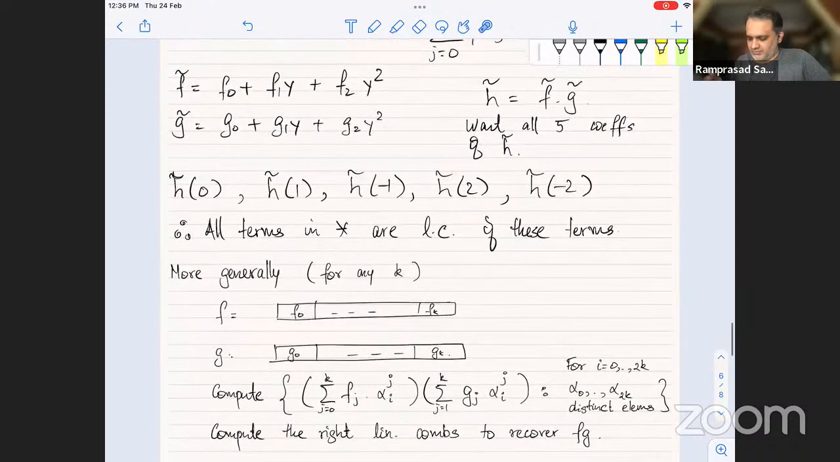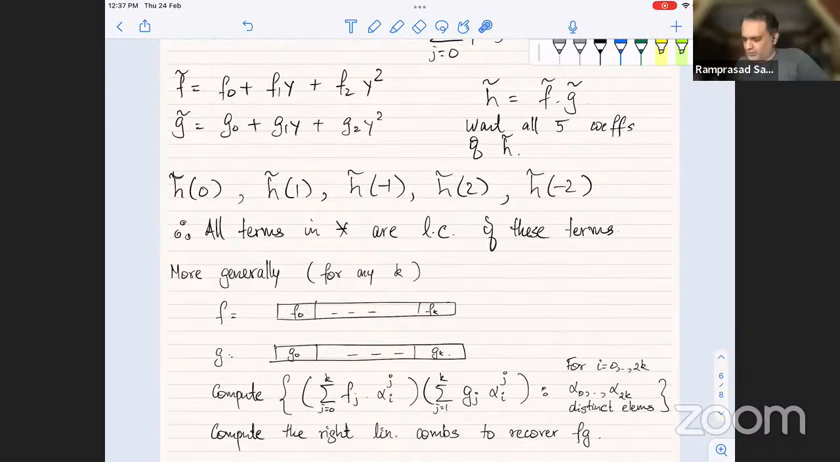Okay, and then what you will do, you will basically say, okay, can I evaluate the product polynomial on distinct elements. So you will choose your favorite 2k plus 1 distinct elements, because when you take a product of those two, you now get a polynomial of degree 2k. So to completely figure that out, I need 2k plus 1 points. So you choose your favorite set of 2k plus 1 distinct points, and you compute all of these products. Okay, and compute the right linear combinations, and you get back whatever you wanted.